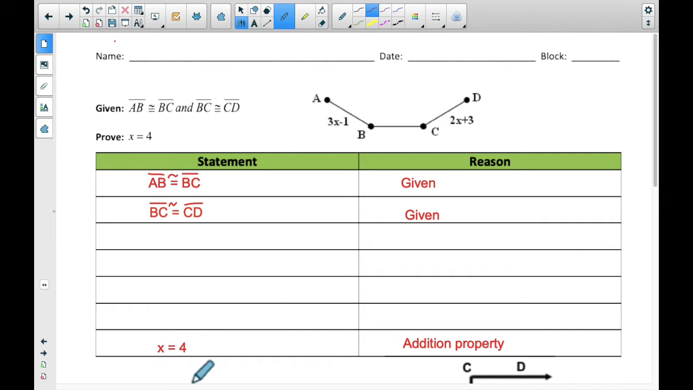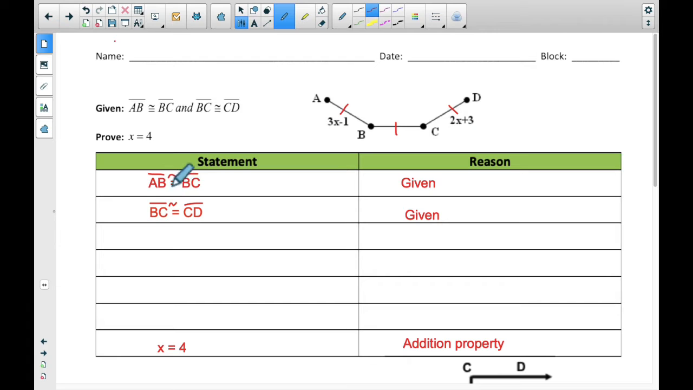Of course, we want to put our x equals 4 down in this last line, and I've already filled that in. We don't know what that reason is yet, so we're just going to hold off on that, but we're going to build up to it and find out what it is. Another thing is we're going to look at what we have and look at the diagram. AB is congruent to BC. So AB is congruent to BC. And BC is congruent to CD. Okay. Then we want to prove that x equals 4.